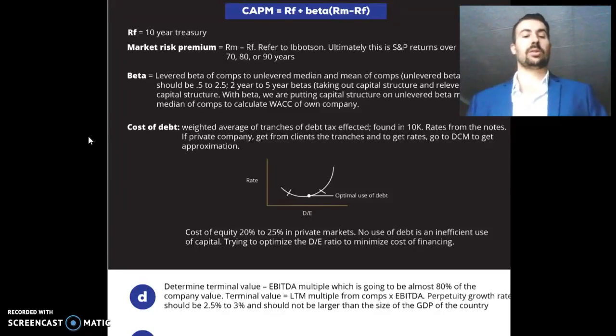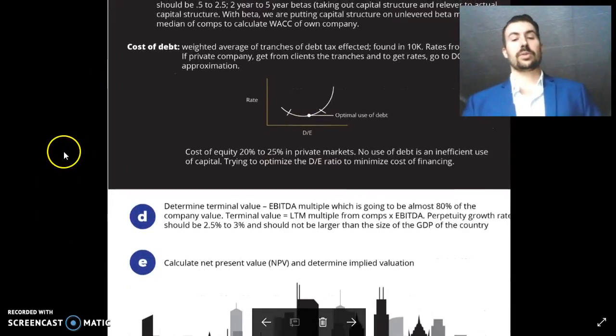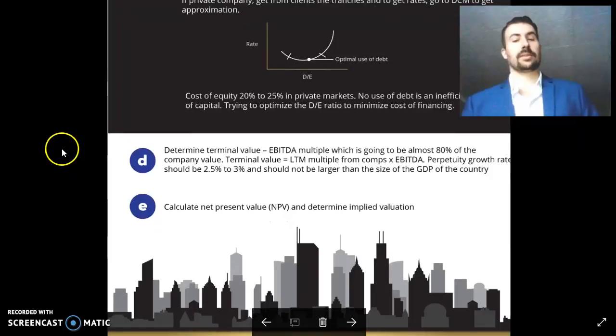And so this chart ultimately shows how corporations determine the optimal use of debt by minimizing the rate, so not by having too little debt or too much debt. The cost of equity is 20 to 25% in the private market, so no use of debt is an inefficient use of capital, and so we're ultimately trying to optimize the debt to equity ratio to minimize the cost of financing, or the discount rate.